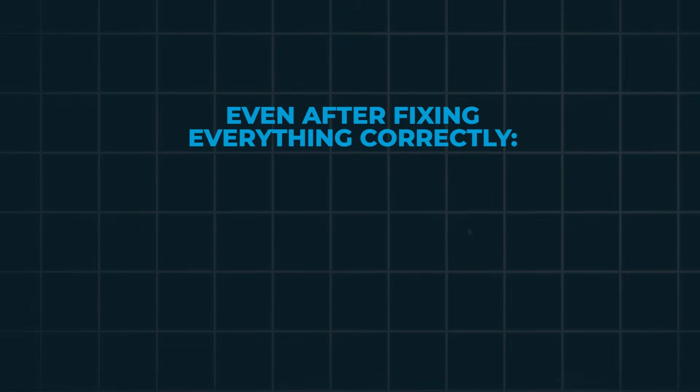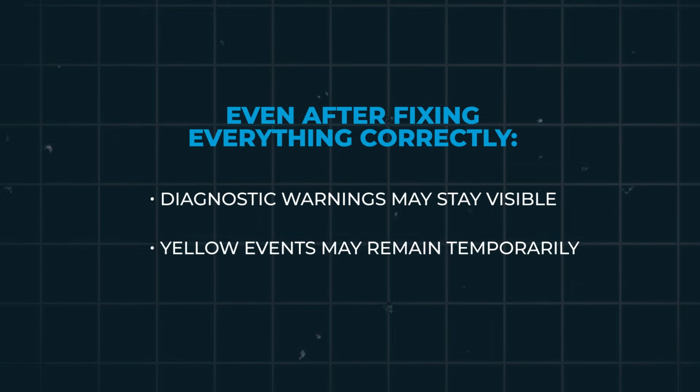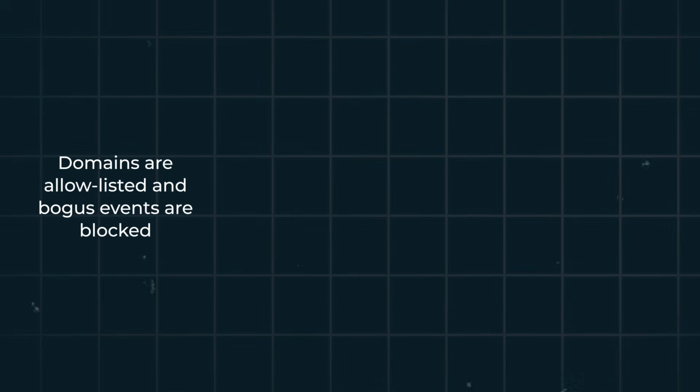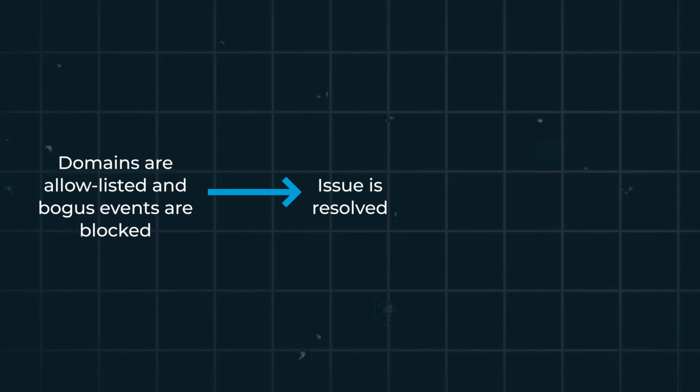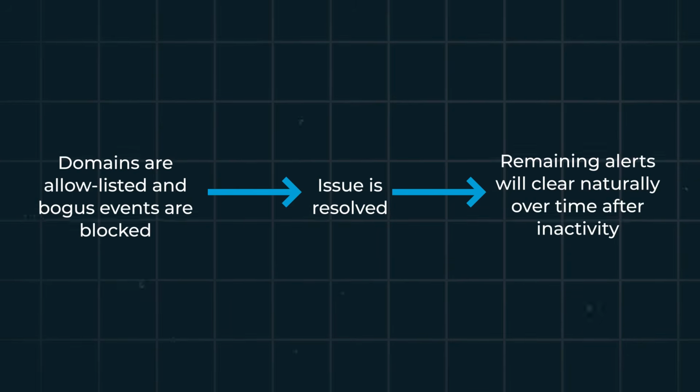But also, here's an important clarification. Even after fixing everything correctly, diagnostic warnings may stay visible. Yellow events may remain temporarily. This does not mean it's still broken. Once domains are allow listed and bogus events are blocked, the issue is resolved and remaining alerts will probably clear naturally over time after inactivity.